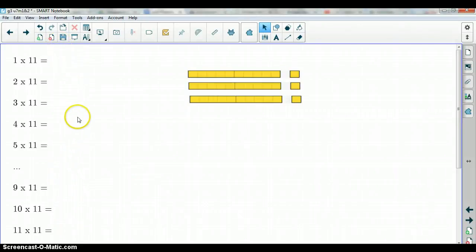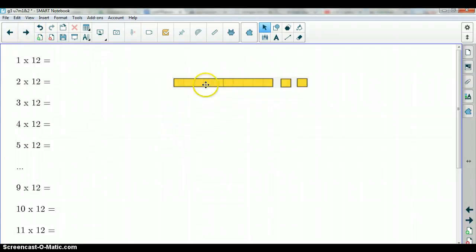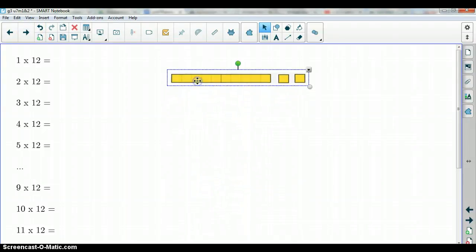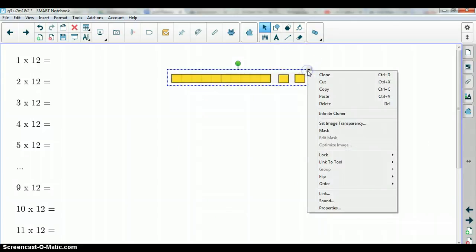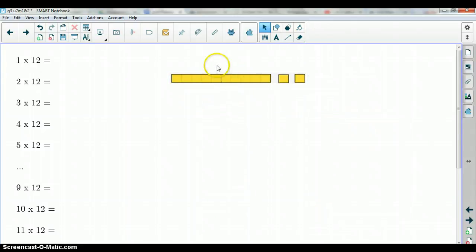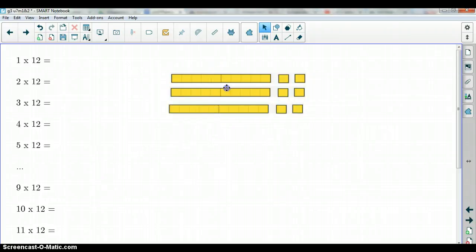numbers going and patterns going and kids talking, okay? And then same idea with the 12. So here's a 1 by 12, and then this should be an infinite cloner. So I'll have to change that on there. It's there. And then I'm going to drag it down. 2 by 12, 3 by 12, 4 by 12, same thing. Okay, so you have that discussion.